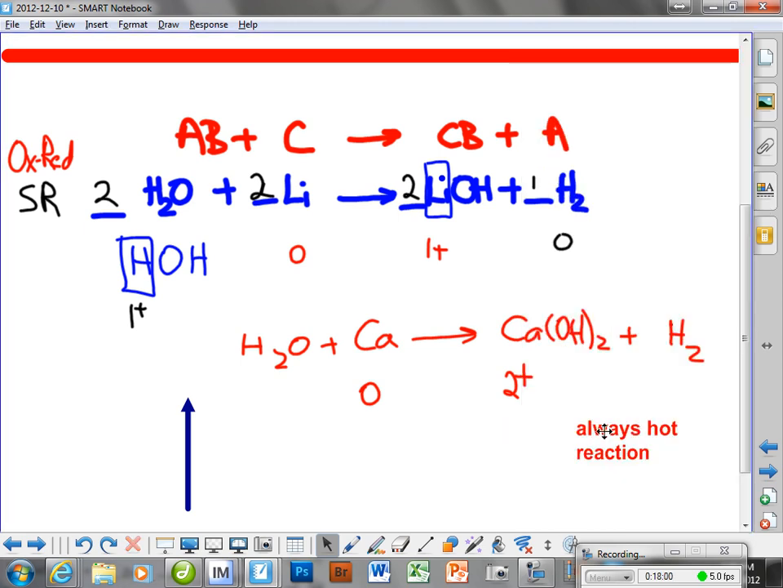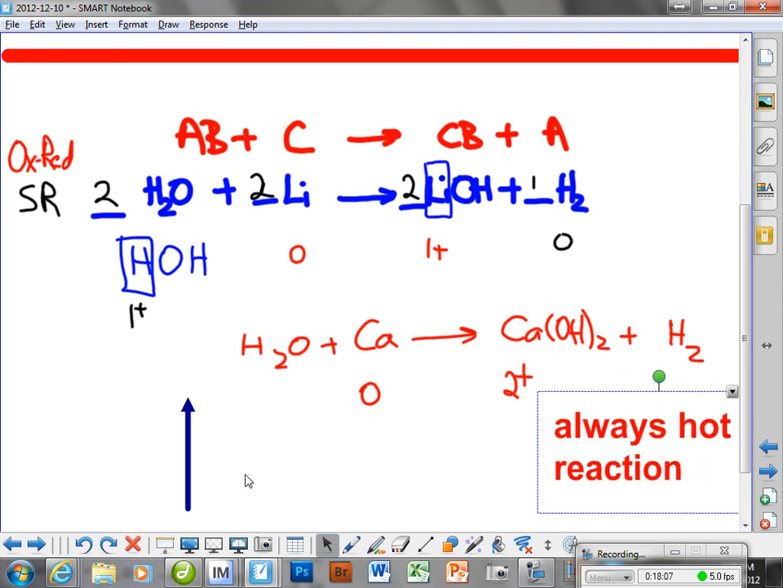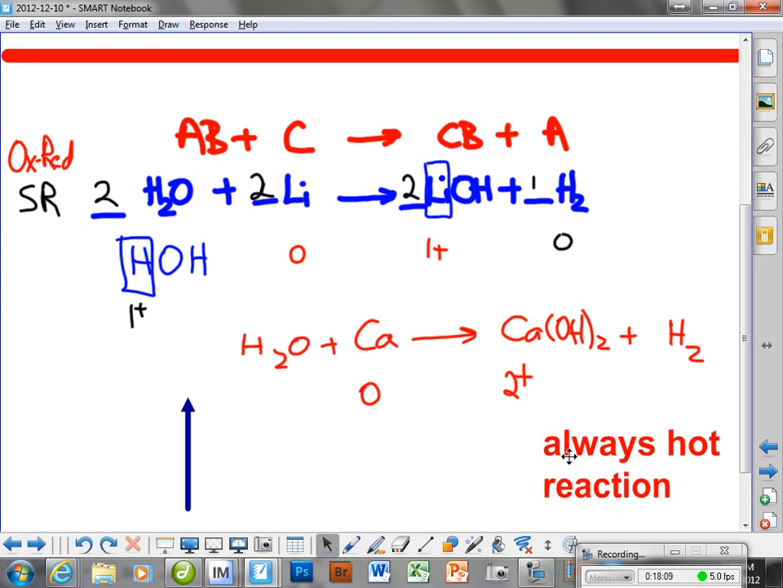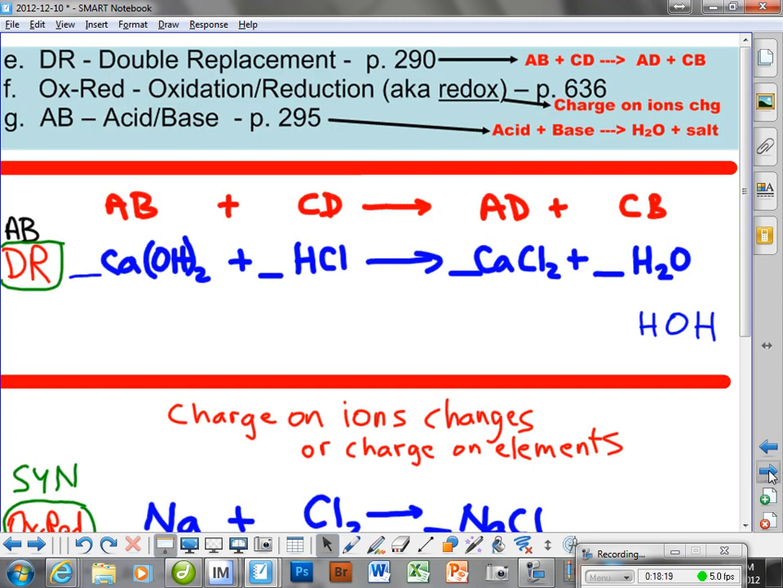See, it looks so hot. Isn't that great? Okay. And let's go ahead and make him a little bit bigger. Always a hot reaction. Now I should put some flames up above that, right? Okay. So this is our oxidation reduction. It's also single replacement.